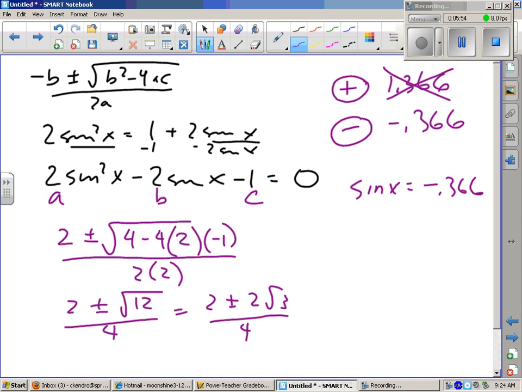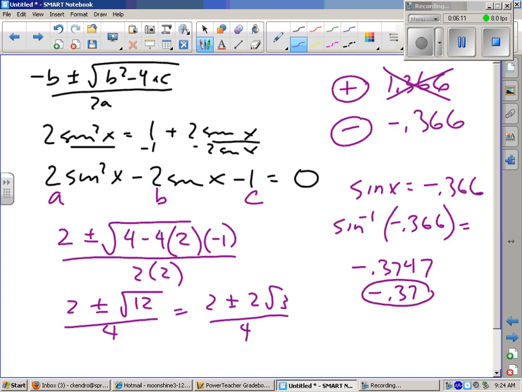So right now our only solution is sine x equals negative 0.366. But I don't want sine x, I want x. So I have to do the inverse sine of negative 0.366. You do that, you get negative 0.3747. Rounding that, I'm just going to say negative 0.37. Now that is in the fourth quadrant. Remember, all the way over to here would be negative 3.14. So negative 0.37 is about here. There are two answers. Remember, sine is negative in the third and fourth quadrant. So there's another answer over here.